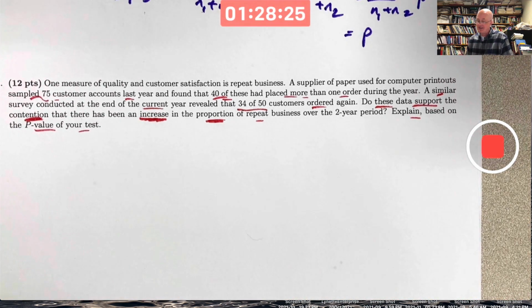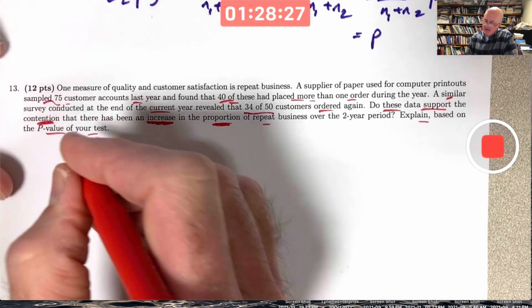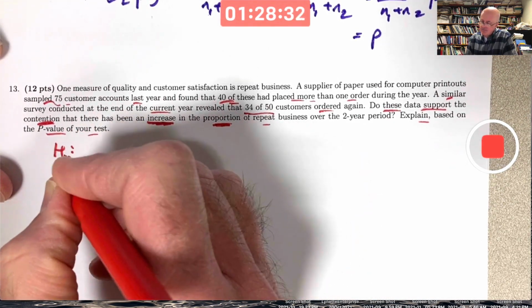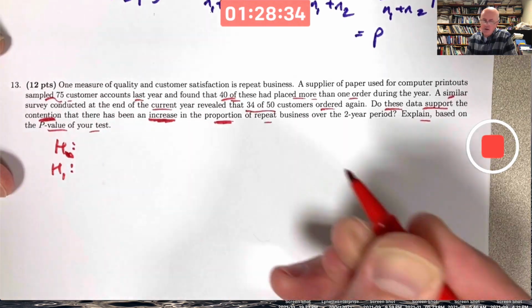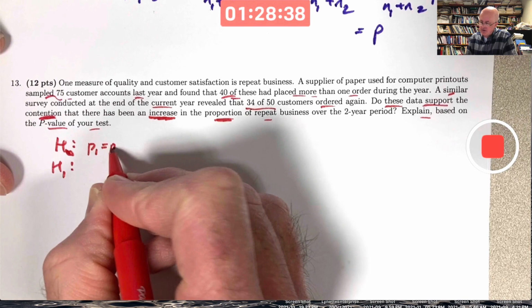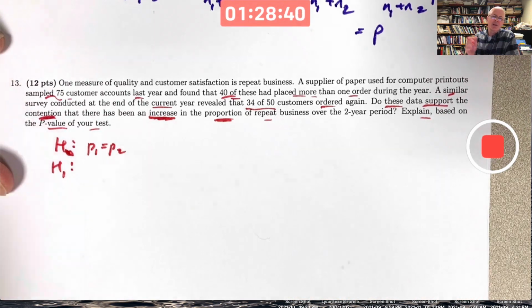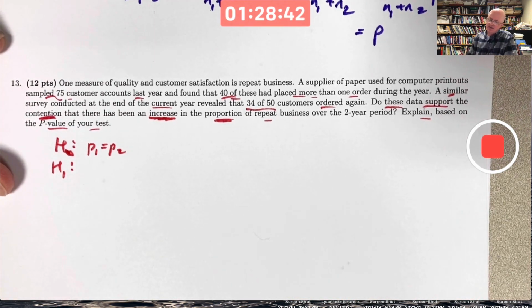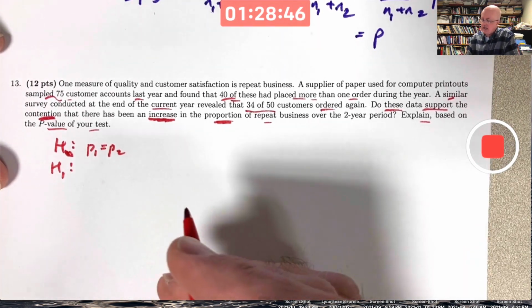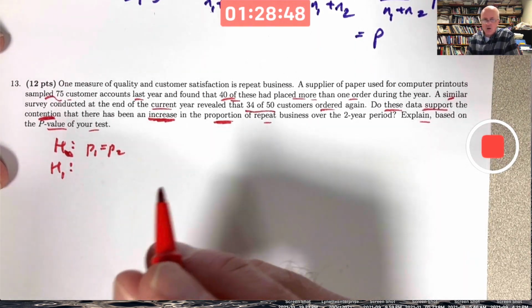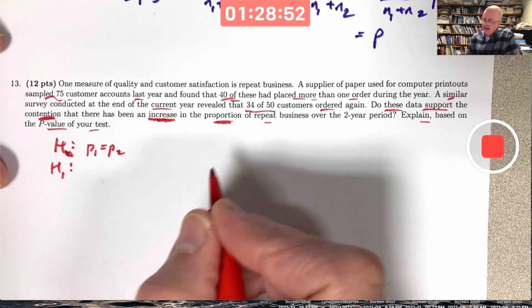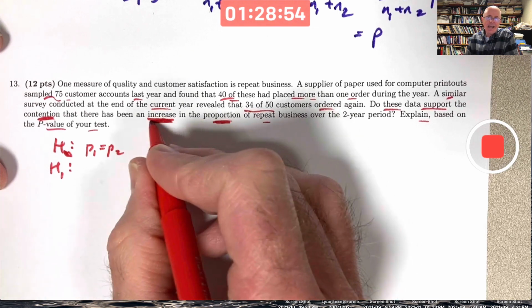This has got to be a hypothesis test comparing two proportions. And the null, as usual, is going to be a simple one that p1 equals p2. You can do other nulls in comparing proportions. You could say p1 equals p2 plus 0.1 or something. That's hardly ever done. People are almost always thinking about whether proportions are equal or not, and in this case, whether they're equal or there's been an increase.